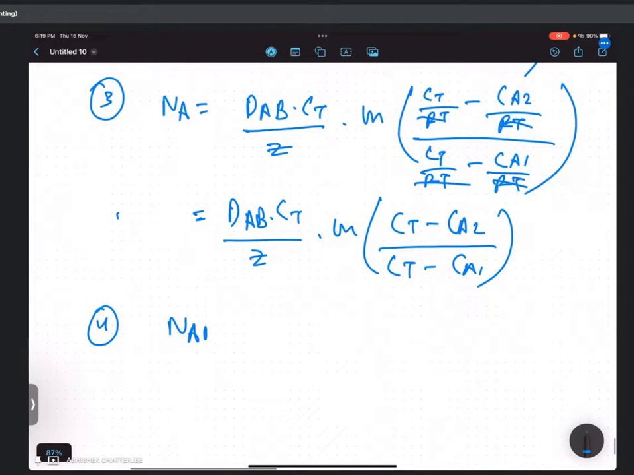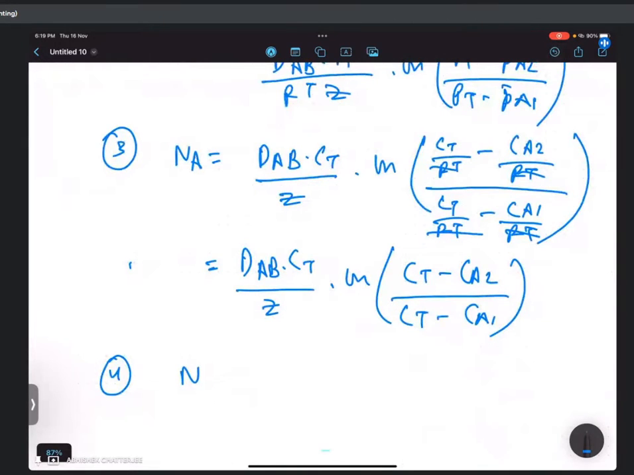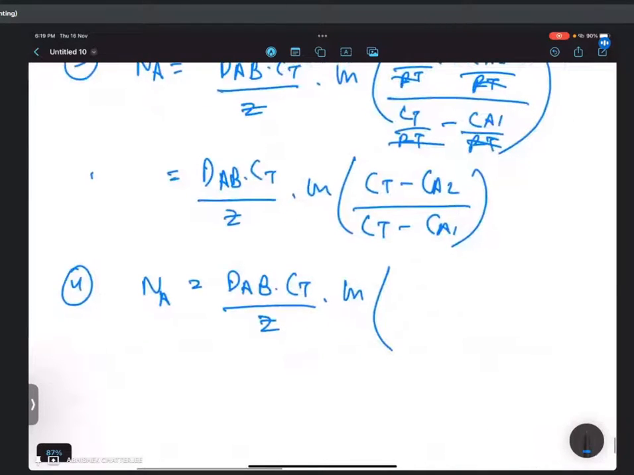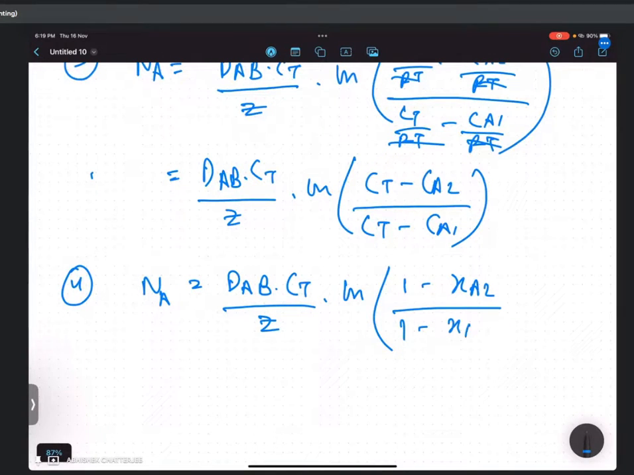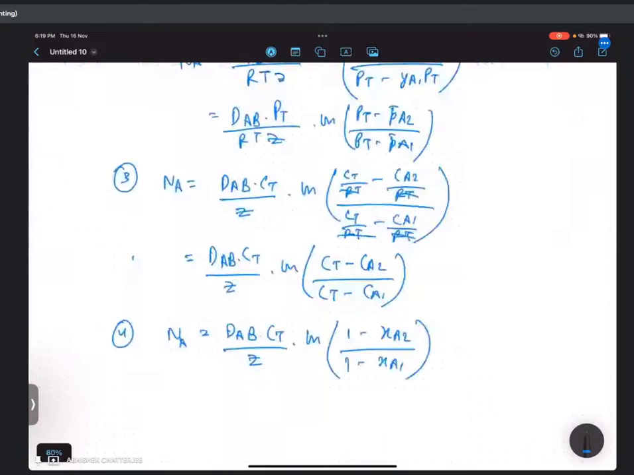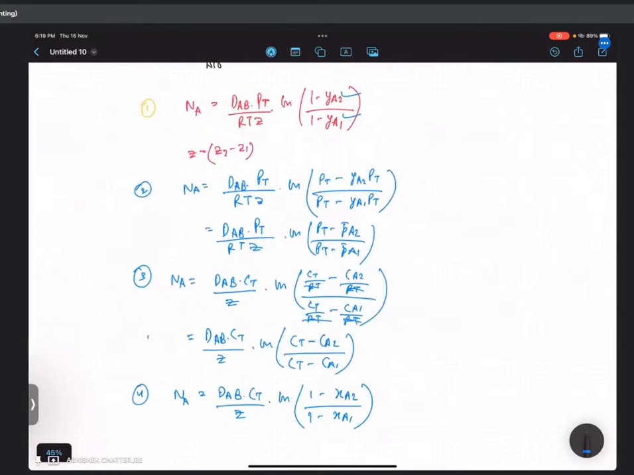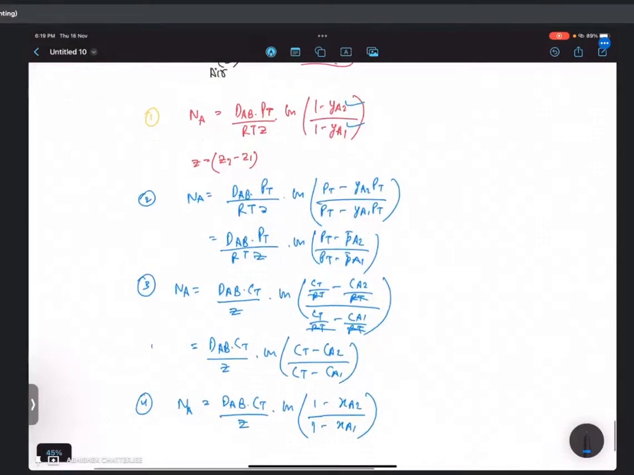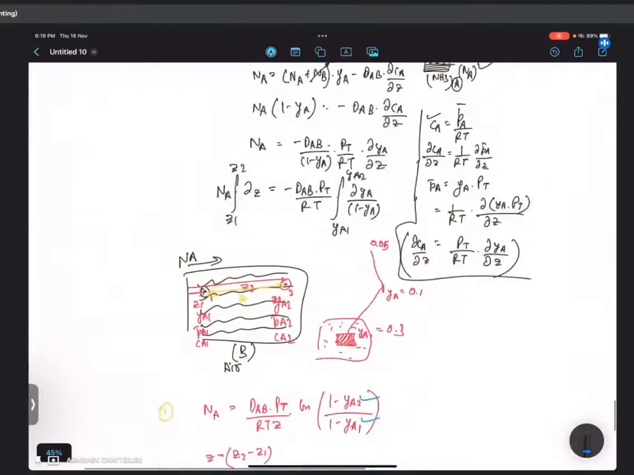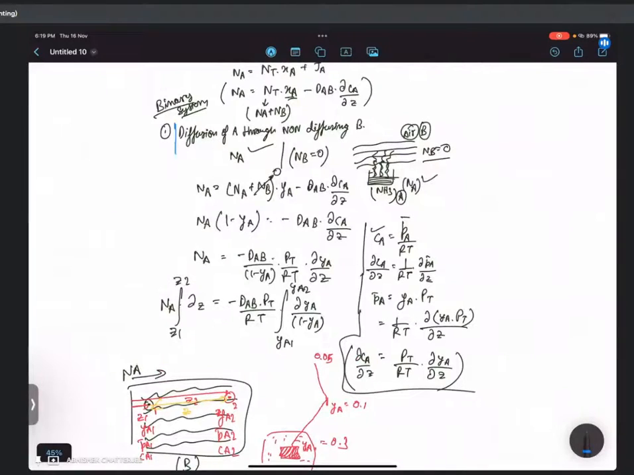Okay. Now suppose you want to represent it in terms of liquid mole fraction. So your NA will be equal to DAB into CT by Z and into ln. Again, divide the numerator and the denominator by your total concentration. So this will become 1 minus XA2 and 1 minus XA1. Okay. So I hope now you have got the idea of how to convert between your concentrations, between your partial pressures, between your mole fractions, all these things. So these are the four representations of the formulas that you get from here, for diffusion of A through non-diffusing B.